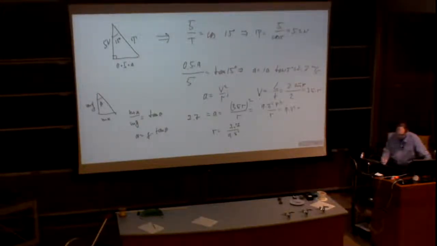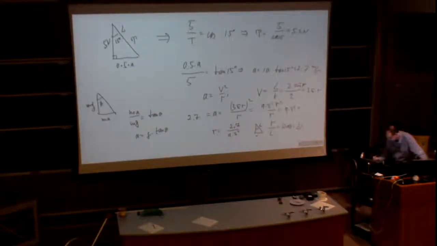And if we wanted to, we could calculate the length of the string because we could use the same right triangle. The radius divided by length should be equal to sine of theta, which means the length should be equal to radius over sine of theta. Well, I have no room left, so I'm done.